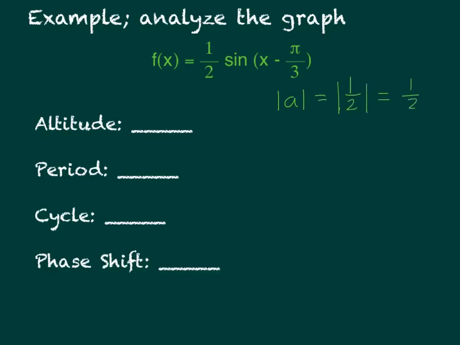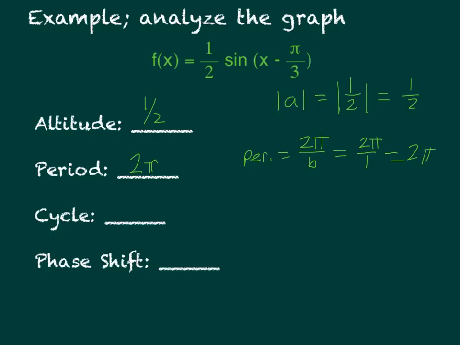The period is how far the graph is going to travel before it starts repeating itself. So to find my period, I'm going to take 2 pi and I'm going to divide it by my b. Well, my b is whatever is multiplied to the x, which in this case is 1. So 2 pi over 1, which is just 2 pi. So my period is 2 pi.